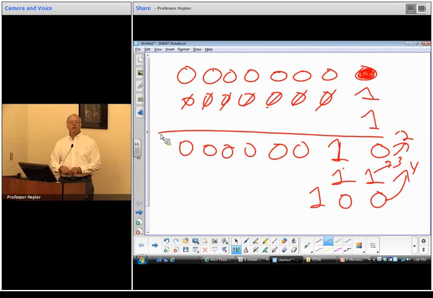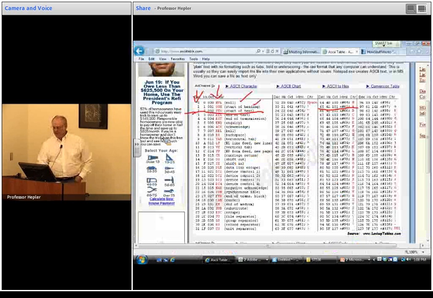So the computer, using the ASCII code set and the binary numbering system, stores all those characters that we need it to store. Let's see what 3 and 4 are. Let's pop back over here. 3 is the end of text. 4 is the end of transmission.